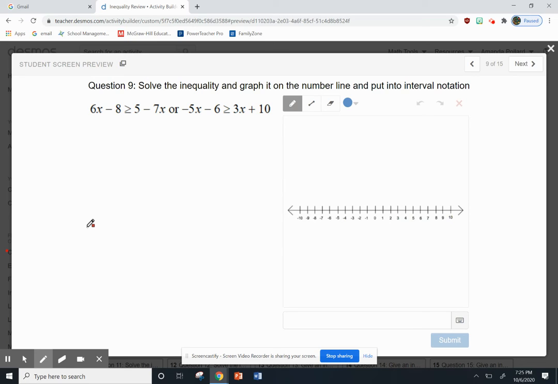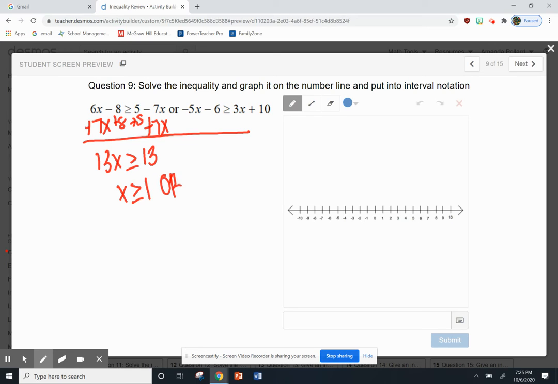All right, same thing again, same type of problem. So I'm going to add 7. 13x. I'll add 8 while I'm here. It's greater than or equal to 13. So x is greater than or equal to 1. We have the or, so I'll throw the or up there.